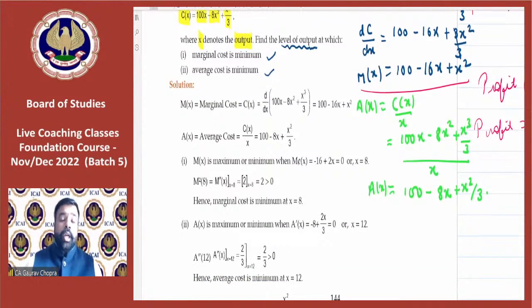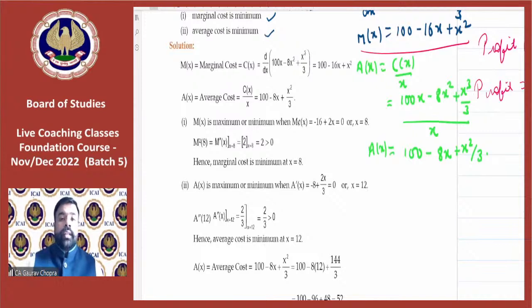Now we have to calculate the maximum and minimum value of this marginal cost. So now in order to calculate this value, we have to double differentiate. We have to find out the double derivative. So let us calculate the double derivative. So this is M double dash x. So let us write here M dash x.